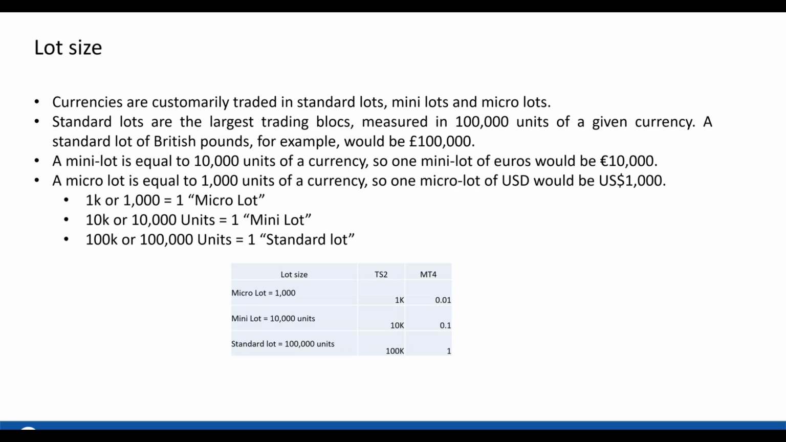There are differences between FXCM's TS2 and MT4 platforms. So, given the lot size of 1 micro lot or 1,000 units, in TS2 it's 1K and in MT4 it's 0.01. A mini lot, which equals 10,000 units, in TS2 will be 10K and in MT4 0.1. And a standard lot, which is 100,000 units, will be 100K in TS2 and 1 in MT4.